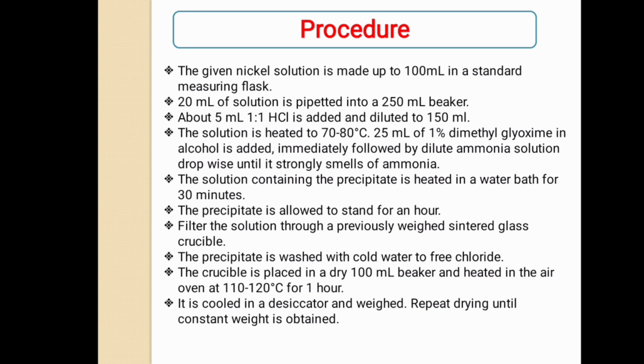The solution containing a precipitate is heated in a water bath for 30 minutes. The precipitate is allowed to stand for an hour. Filter the solution through a previously weighed sintered glass crucible. The precipitate is washed with cold water to free it of chloride. The crucible is placed in a dry 100 ml beaker and heated in the air oven at 110 to 120 degrees Celsius for 1 hour. It is cooled in a desiccator and weighed, and drying is repeated until constant weight is obtained.